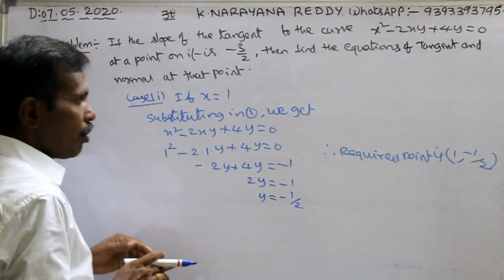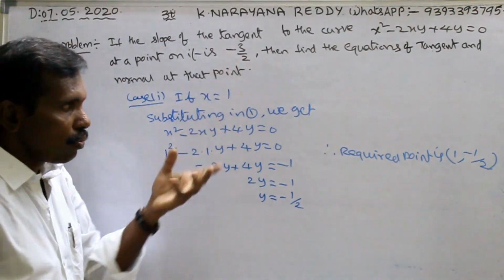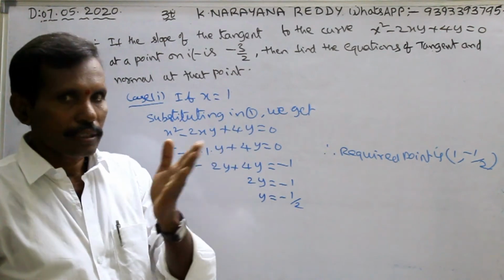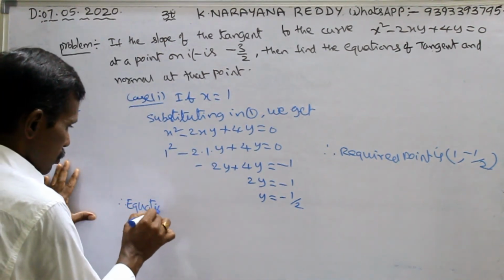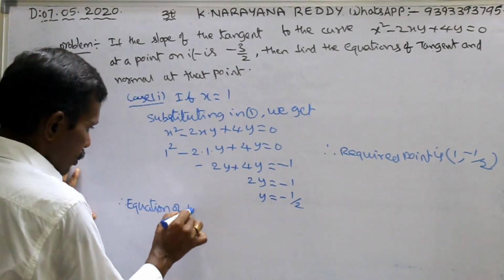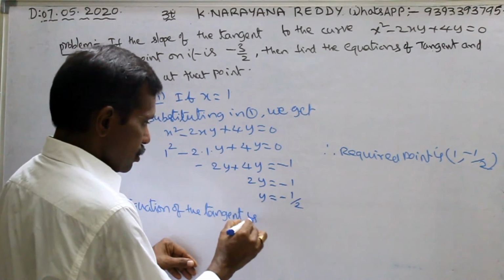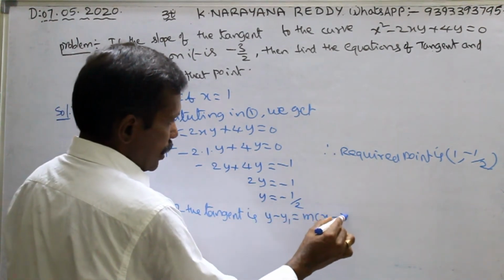Now this is a point, and minus 3 by 2 is the slope. What is the equation of the tangent? y minus y1 equals m into (x minus x1). That's all. The equation of the tangent is y minus y1 equals m into (x minus x1).